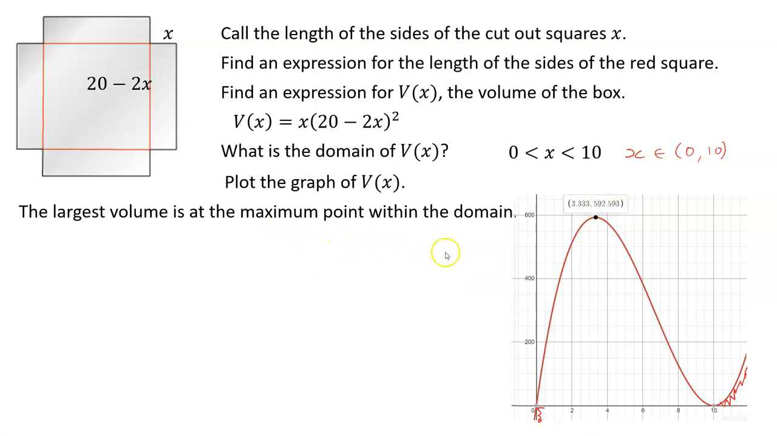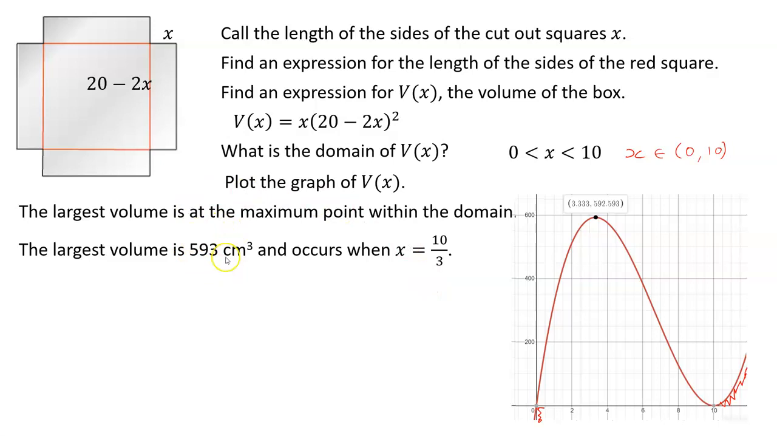I'm asked what the maximum volume is, so I need to find that x is equal to 10 over 3. But then I need to give the actual volume, which I've rounded to the nearest integer here. It didn't tell me to do that. I wasn't given a specific degree of accuracy, so I've just chosen to do this.